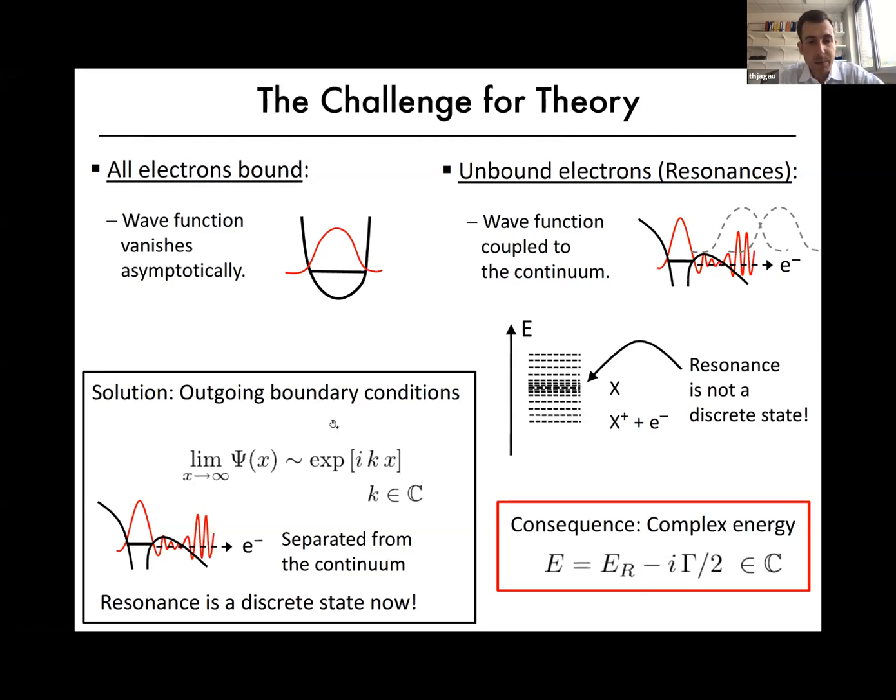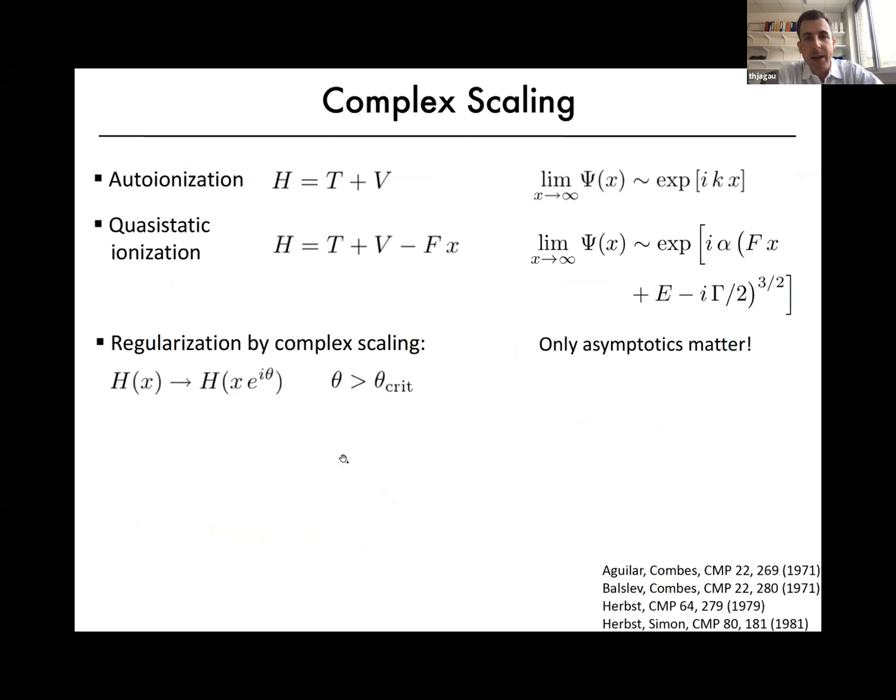And this imaginary part of the energy is the ionization rate at which the electrons leave the system. Now, how do we impose outgoing boundary conditions? It doesn't look very appealing to actually implement this. And that is why techniques such as absorbing potentials or complex scaling have been devised. I want to concentrate today on the complex scaling.